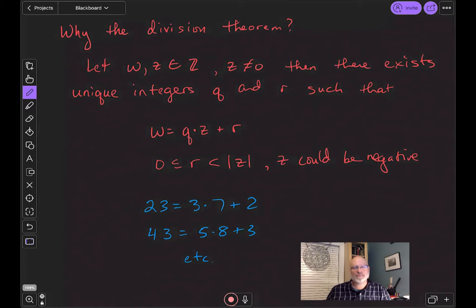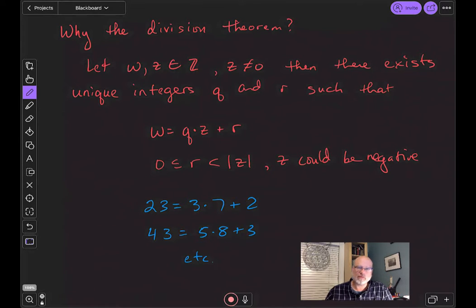Hi there, everybody. So why the division algorithm? Well, that's a great question. The division algorithm has to do with the fact that, as we move forward in mathematics, we want to continue to formalize what we're doing. And so the division theorem, this particular statement, is one that we're going to end up using a fair amount.